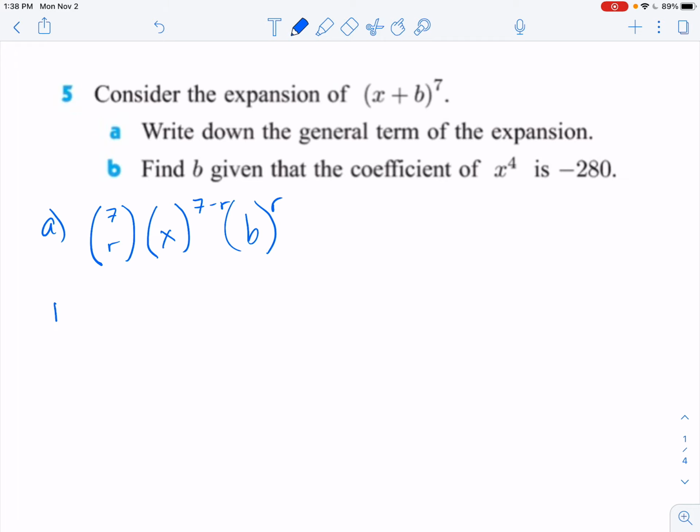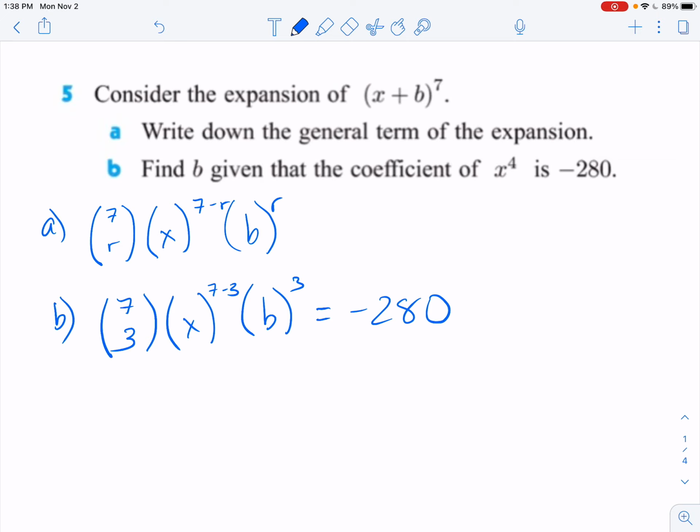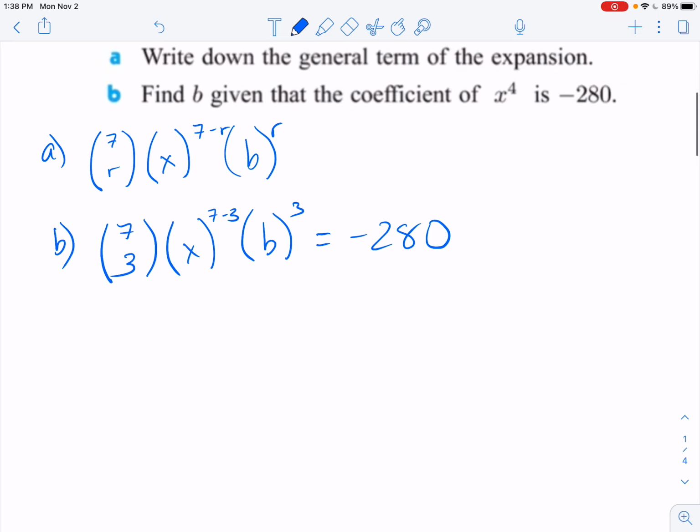In part B, they want x to the 4th. So we need to do 7 choose something, where x gets raised to the 4th, which means that r is going to be 3. 7 minus 3 gives me 4, and that means b is raised to the 3. And this has to equal -280. So 7 choose 3.